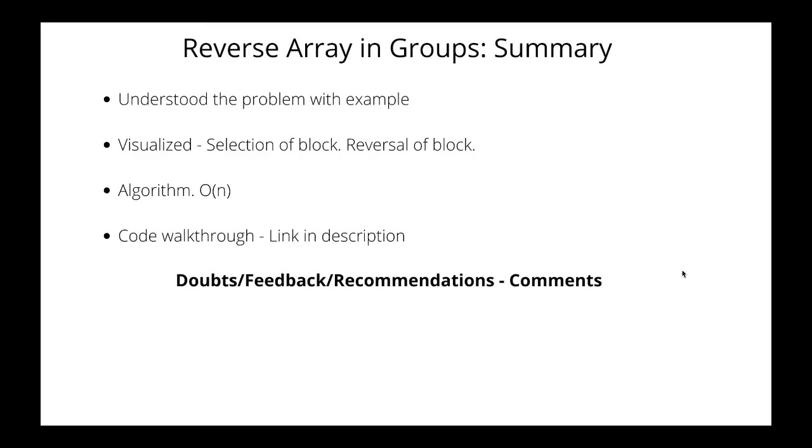To summarize, we first understood the problem with the help of an example. We tried to visualize the problem and we saw how we are doing it. We are first selecting a block and then we are reversing that block one by one. We saw and wrote an algorithm for this, and the time complexity of this algorithm is big O of n, as we are seeing every element only once. And we also saw the code walkthrough for this problem.